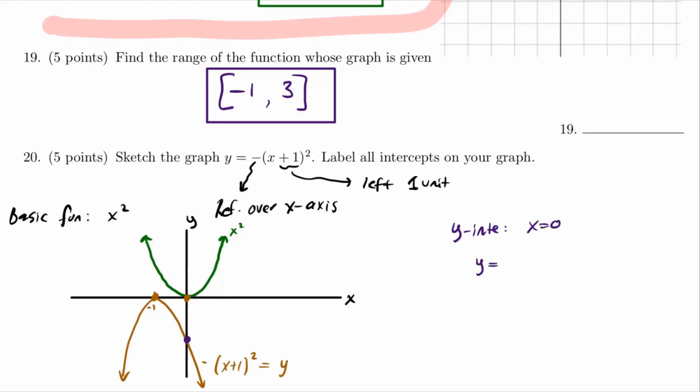So you get y equals -(0 plus 1) squared. I'm plugging in 0 into the original. This will give me -1 squared, which is -1. It's a little bit off scale, but let's suppose that's -1. All right, so that completes our graph and that completes the test.